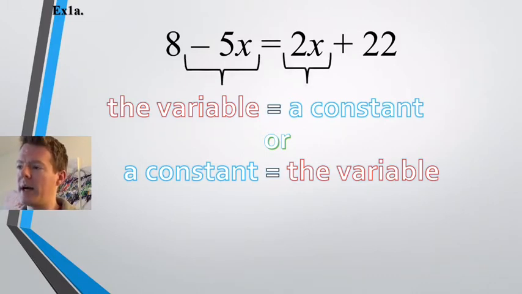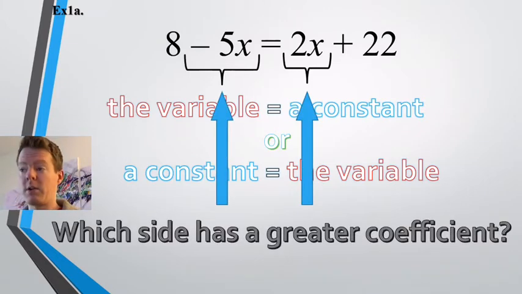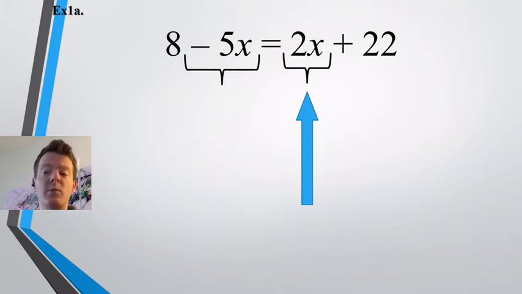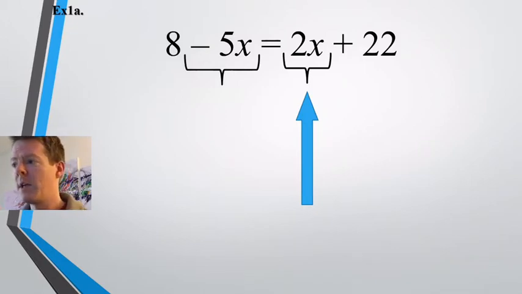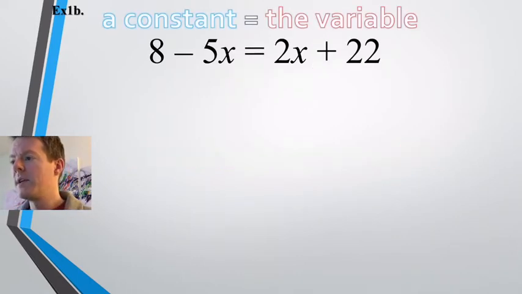I'll look at my two algebraic terms, and I have negative 5x on the left, and I have a 2x on the right. And when I look at those two terms, I can see which one has a greater coefficient. Well, 2x is a higher coefficient than negative 5, right? So to that side, my right side, is where I'm going to move my variables. I'm going to make that the side where I isolate x. So I'm going to have constants on the left, and like I said, variables on the right.